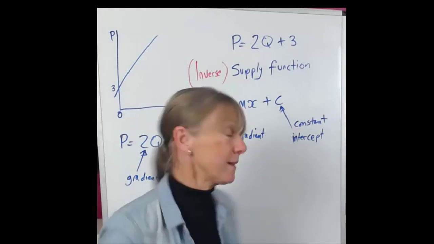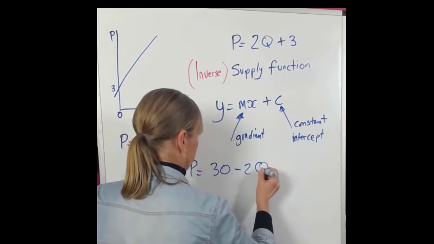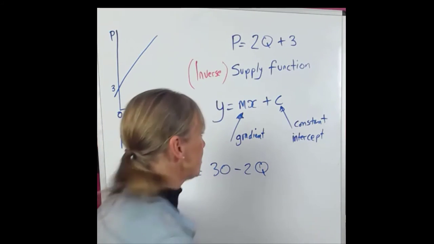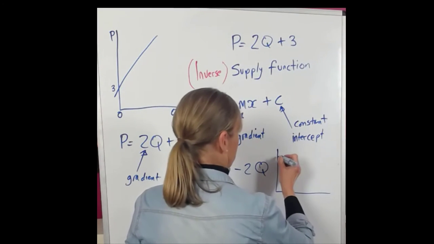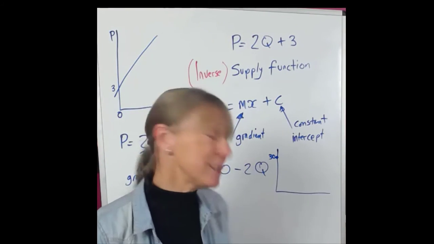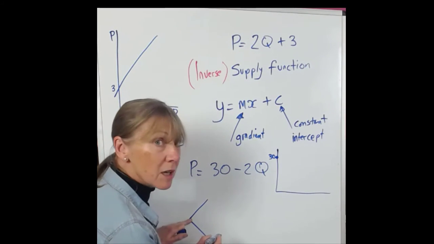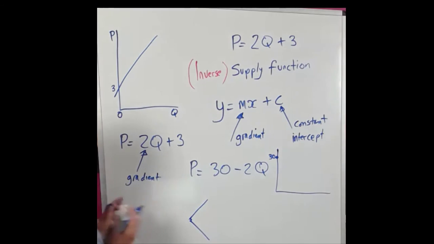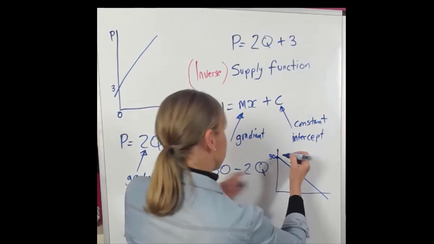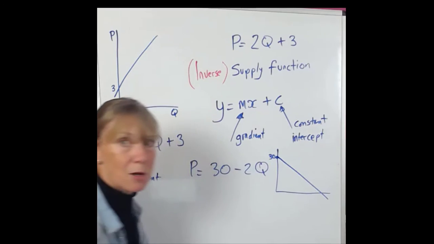But what if we had a function like this? Well, no problem. We can still see that it has an intercept of 30, which means I can sketch it. Here's 30. But the gradient is negative. So instead of going up from a starting point, it's coming down. It comes down like that. So instead of going up from that point, if it's negative, it goes down.